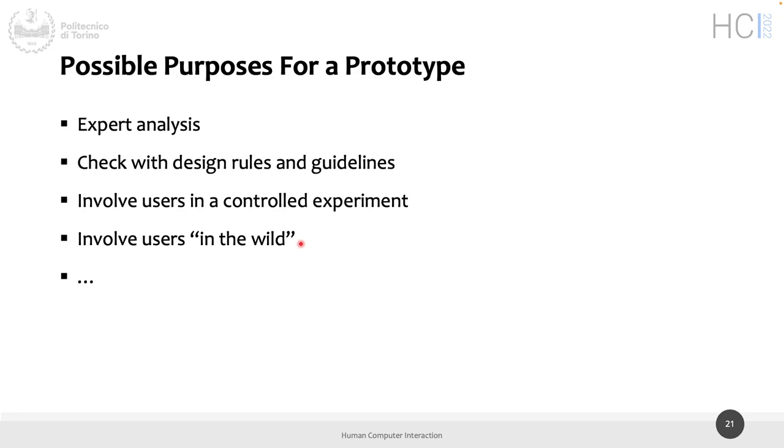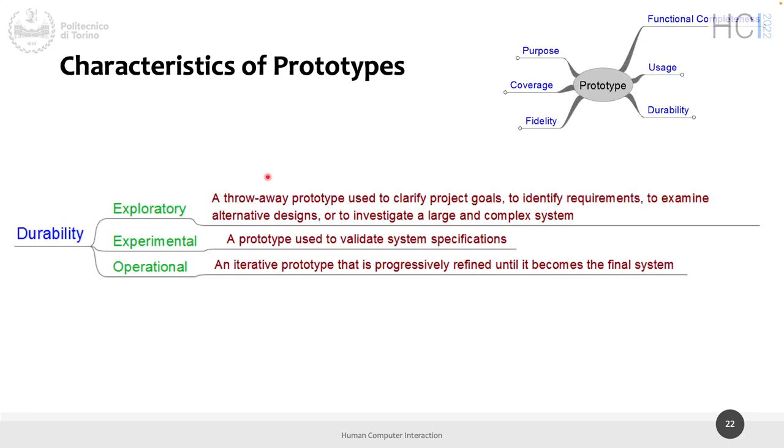While a medium fidelity prototype or a high fidelity prototype can also be used for that because they already are technological tools, so they can be more fulfilling on that. The other three, with some differences, can work for all kinds of prototypes. And these are possible purposes, but there could be more, including understanding which are the design alternatives for some specific part or an entire system, as we said yesterday.